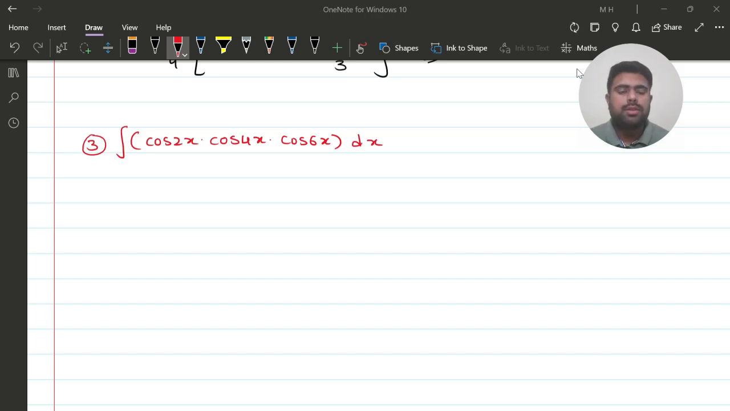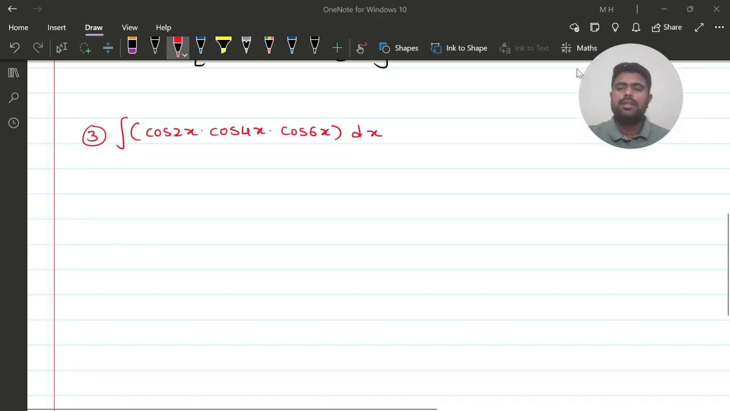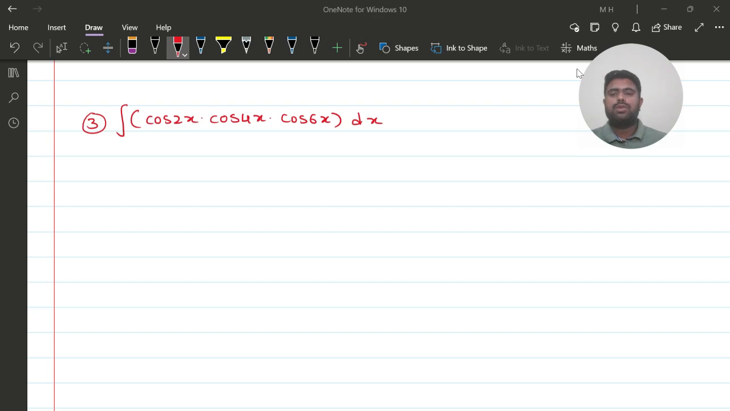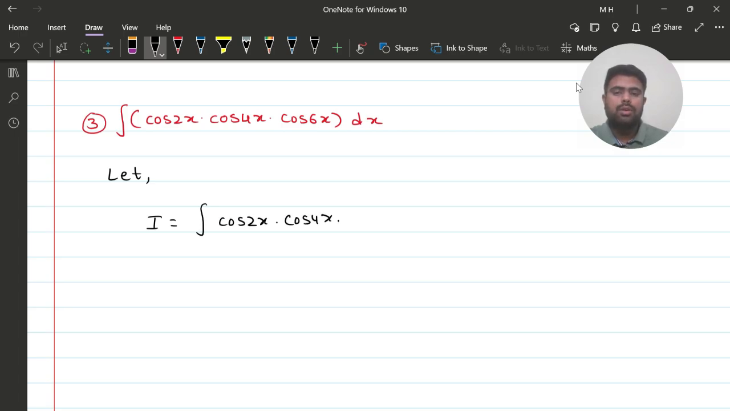Now let us go to the next question. The next question says the integral of cos 2x, cos 4x, cos 6x dx. So now what I'll do is I will let I be equal to the integral of cos 2x into cos 4x into cos 6x dx.